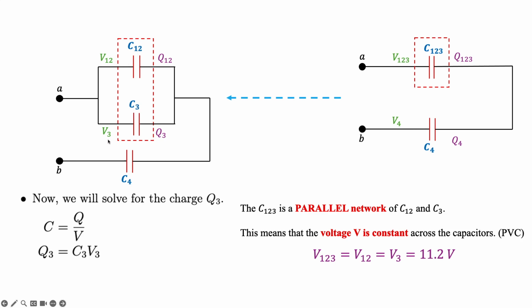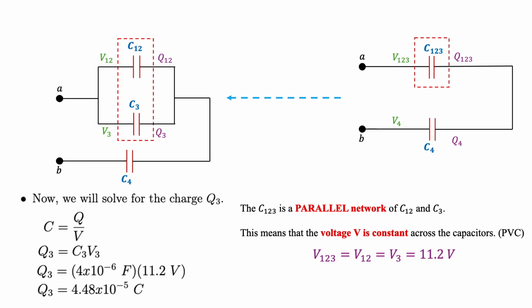That is why in this calculation, you should not be surprised that the V3 you're using is the same as before, 11.2 volts, because they are actually connected in parallel. So I keep on repeating myself, sorry. So for Q3, you simply have to calculate that in your calculator. You end up with 4.48 times 10 to the negative 5 coulombs. So this is the charge that is stored on your capacitor 3.